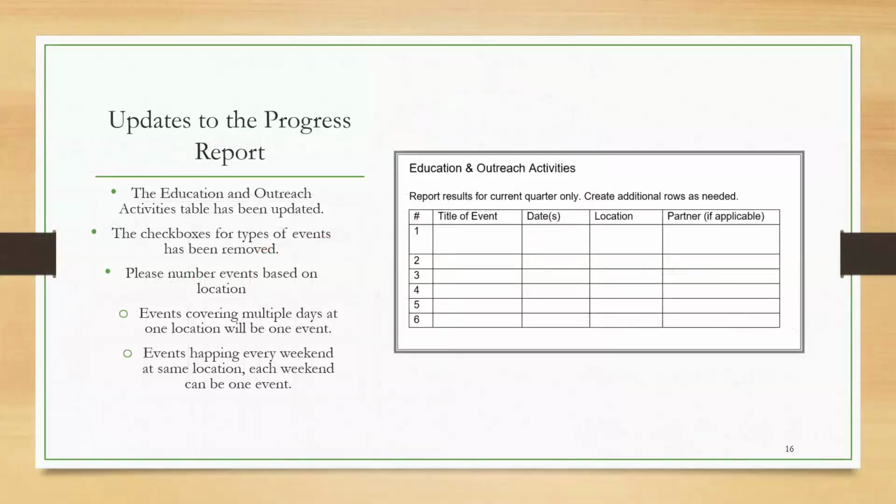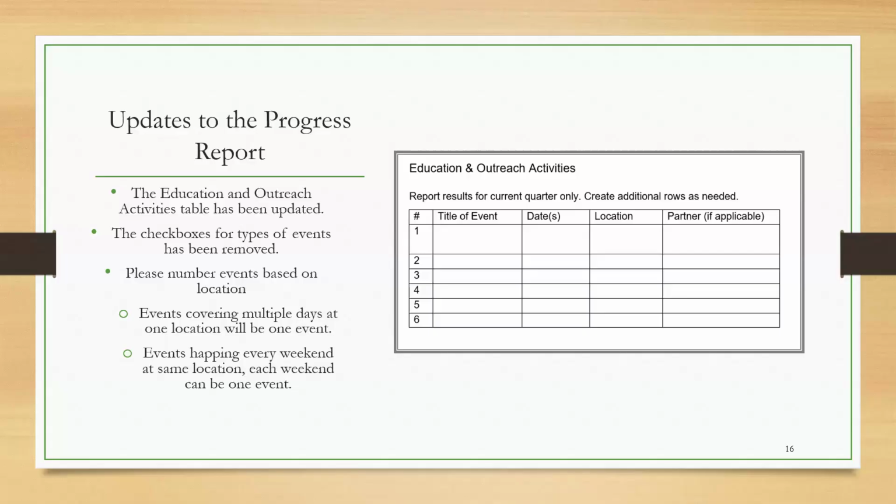And then one new update, we've updated the education and outreach table and removed the boxes to check for which event types were used or were supported at each event. To make reporting more consistent, we want to have everybody report based on the location of the event. So for example, that means if you went to an event that was Friday, Saturday, Sunday, but it was at one location, you just set up, stayed there all weekend, and then tore down, that would be one event.